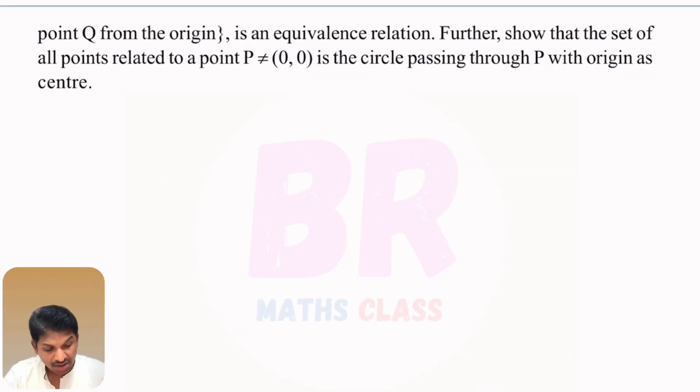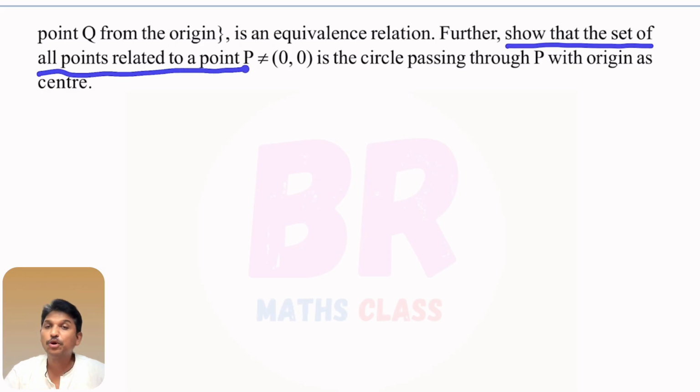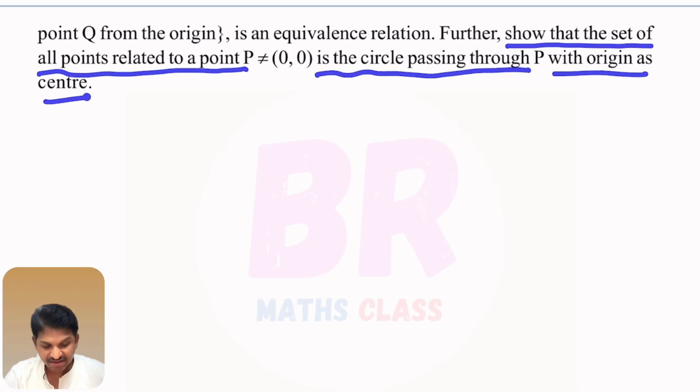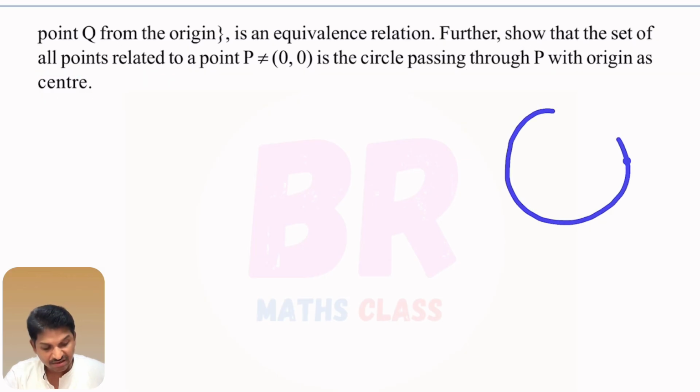If you observe what they are asking: show that the set of all points related to point P is a circle passing through P with the origin as center. Try to understand this with the help of a diagram. Suppose the origin is the center, and there is a point P. Suppose this OP is equal to K units, right?